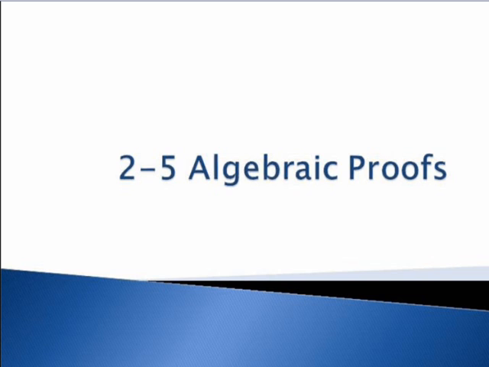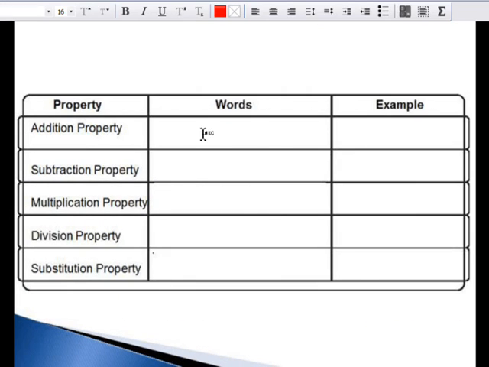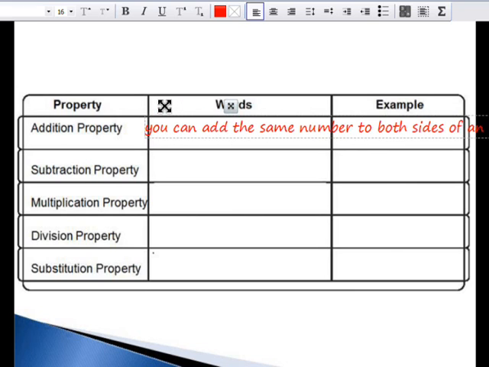So we have to go over some properties, things that you know from the past, so we'll look at those now. So the addition property, basically the addition property of equality says you can add the same number to both sides of an equation.